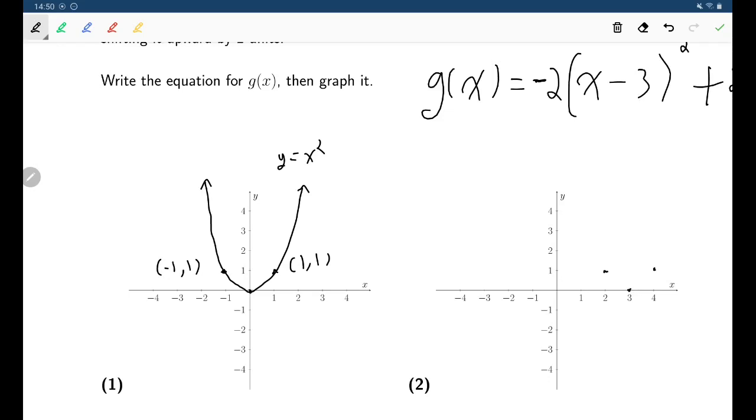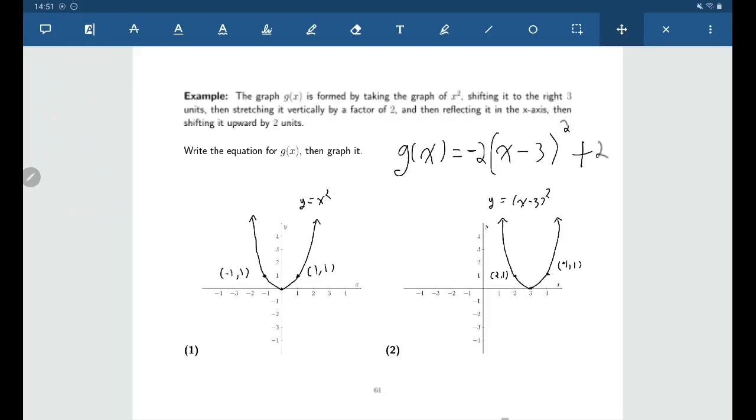So we'll do that now. Adding 3 to every x coordinate means that I'll have the points 4, 1, 3, 0, and 2, 1. There we go. So our first 2 graphs are now done.